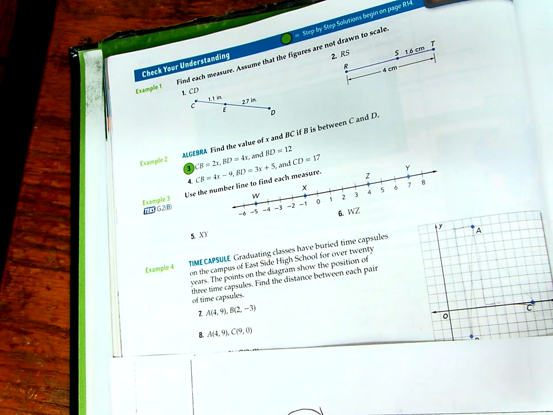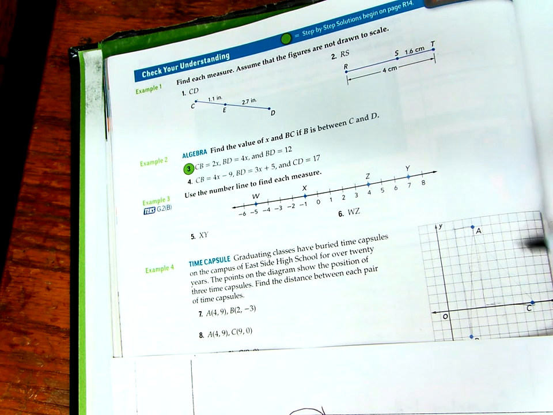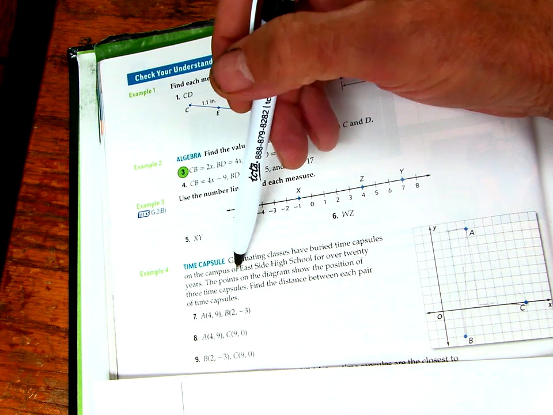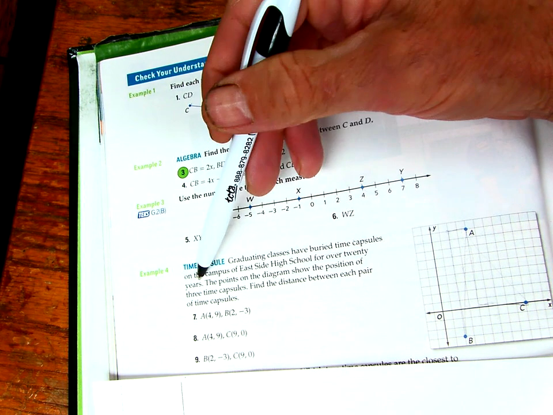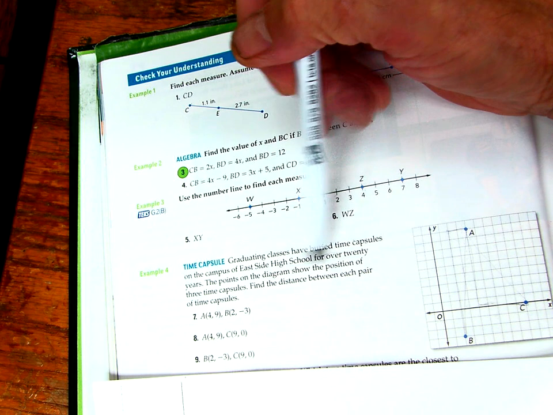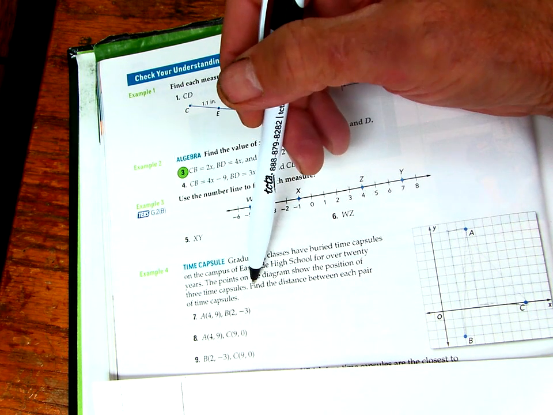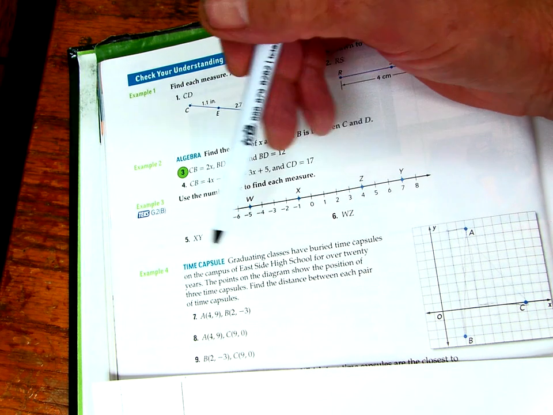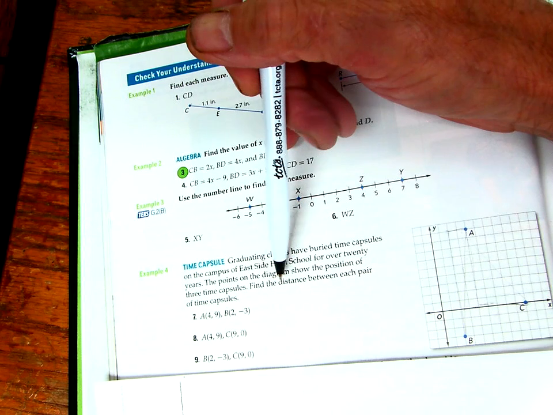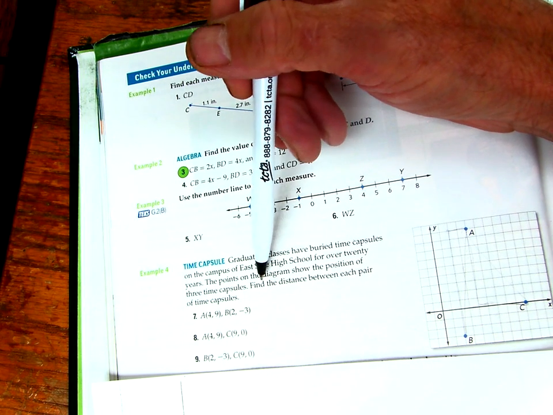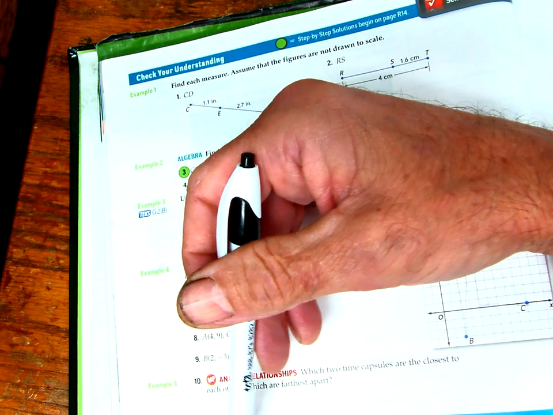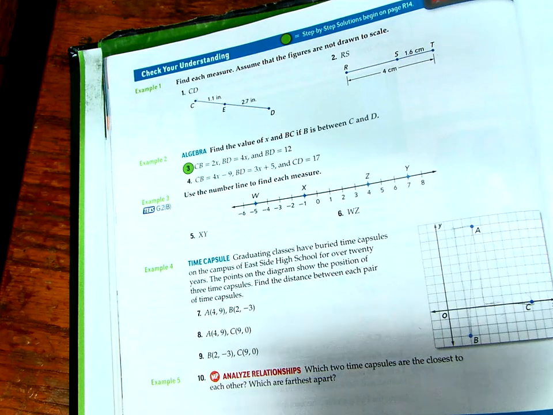All right. Number 7 uses this picture over here. Graduating classes have buried time capsules on the campus of Eastside High School for over 20 years. Points on the diagram show the position of 3 time capsules. Find the distance between each pair of time capsules. We're going to skip these because that's the distance formula, and we're going to be working on that tomorrow. So let's drop down here to 11 through 16.